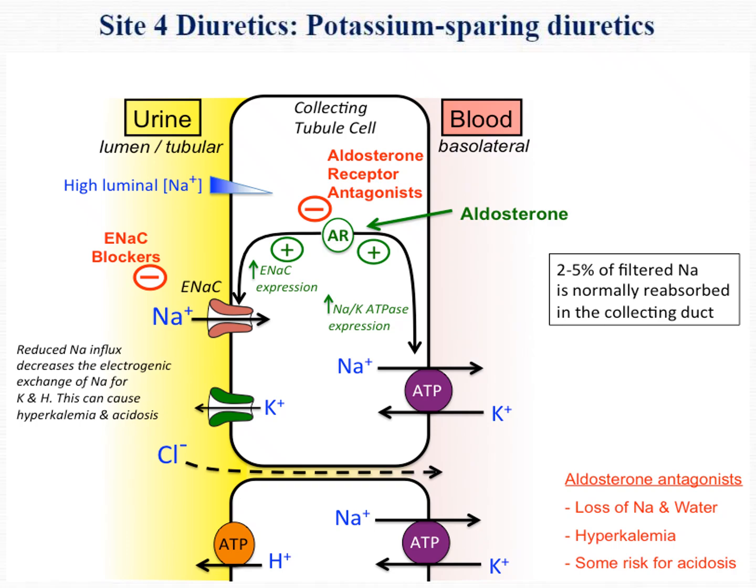So let's take a look at the chart over here, and I will use my pointer. You'll see that this is the urine side, and this is the blood or basolateral side. So this is the tubular side, and this is the blood, and these are the collecting tubule cells. In these collecting tubule cells, we have two important elements that we should focus on. These are the epithelial sodium channel and the sodium potassium ATPase.